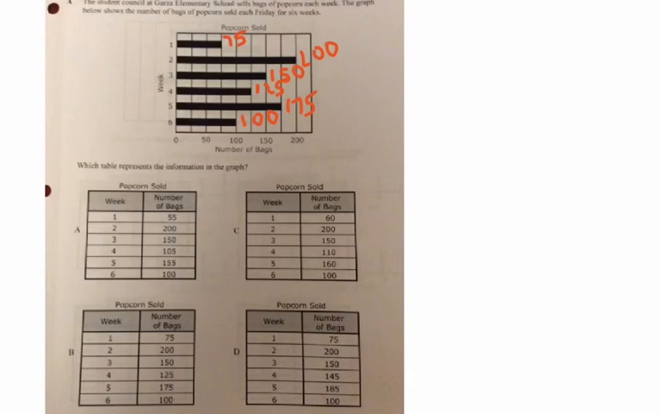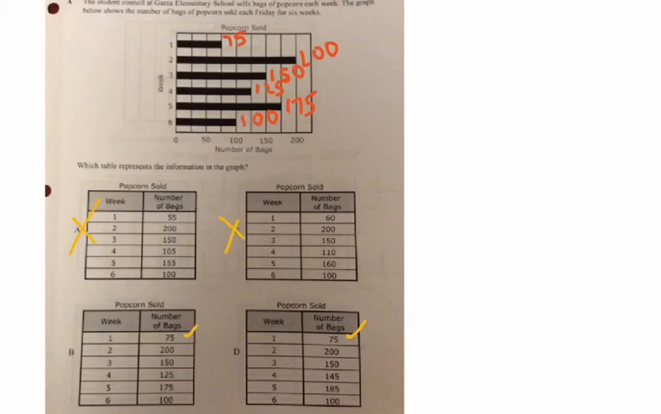So looking at choice A, week 1 says it has 55. My week 1 is 75, so A is automatically out. B, week 1 is 75, so I need to check that one. C, week 1 is 60, so that's automatically out. And D also has 75, so I need to check all of the answers for B and D.